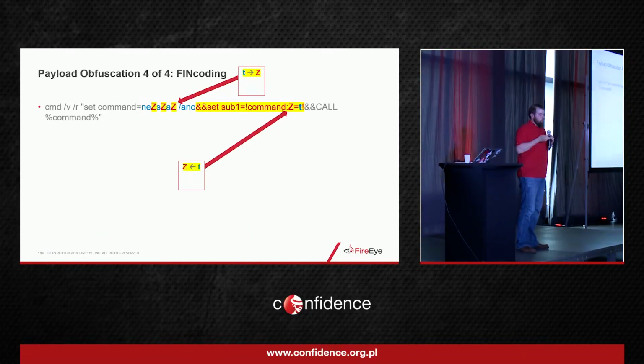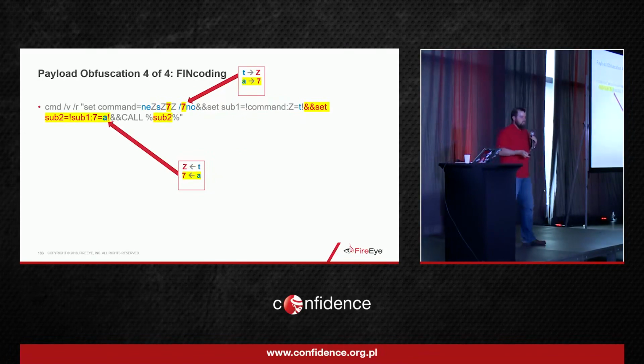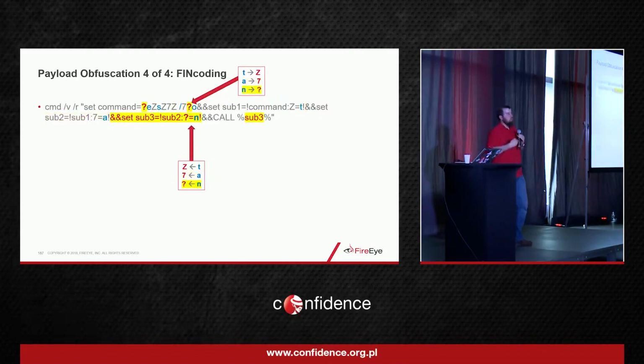Let's then replace the capital Z in memory with lowercase t and put that in sub 1, and let's call sub 1. Let's go back again. Let's replace the A's with 7. We're going to add another command to replace 7s with A's in memory, and then we're going to put that in sub 2, and we're going to call sub 2. We go layer upon layer upon layer and stack these orderings.